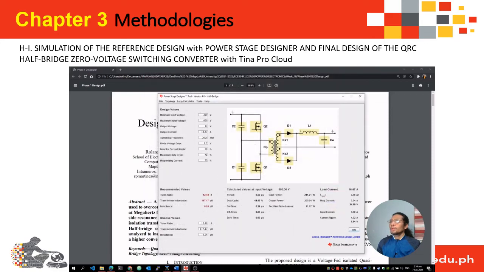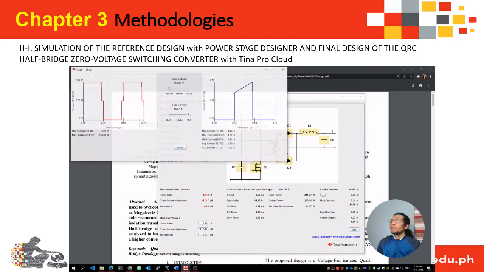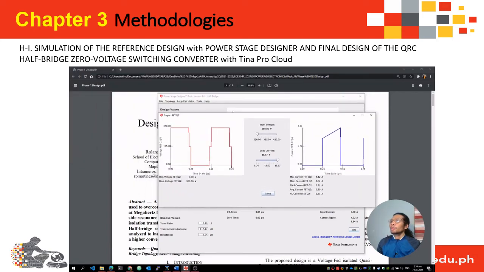So in here we can also see in the PWM or conventional topology of the half-bridge converter the initial output of the switching in MOSFET 1 or Q1 and Q2. So whenever the input voltage is increasing, the width of the plot is narrower than the lower input voltage.